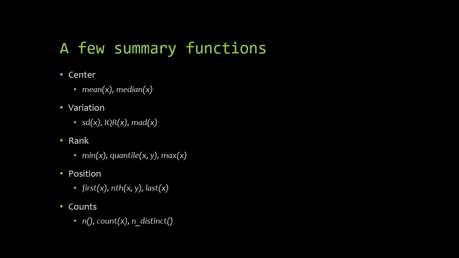If we're looking at the center of the distribution, we can use mean or median. If we're looking at the variation, we can use standard deviation. We can use interquartile range or median absolute deviation. For rank, we can use minimum or a quantile, and you can use any quantile you want, or maximum. For position, we can ask for the first, the last, or we can even ask what's the nth position. We can use counts for n or count x, or we can use n_distinct, which would only count the number of distinct values that we have.